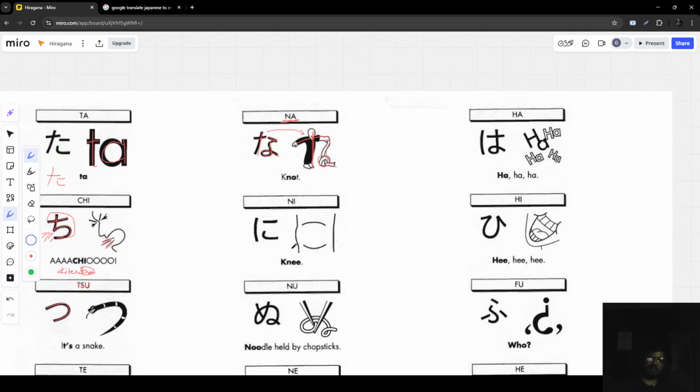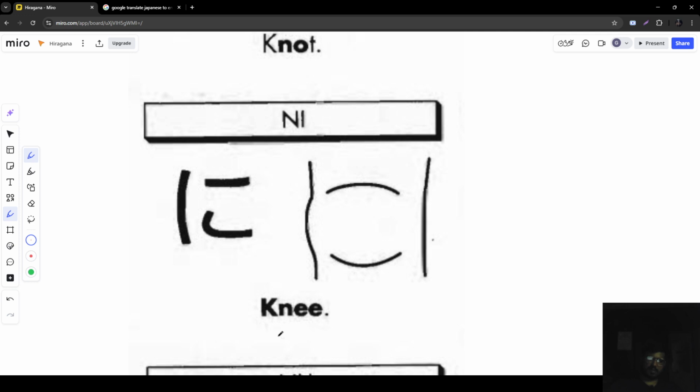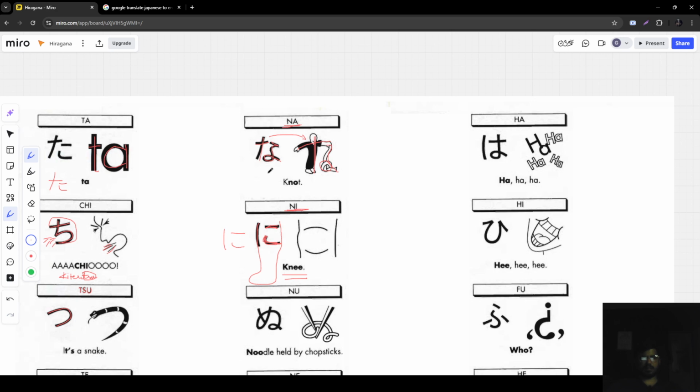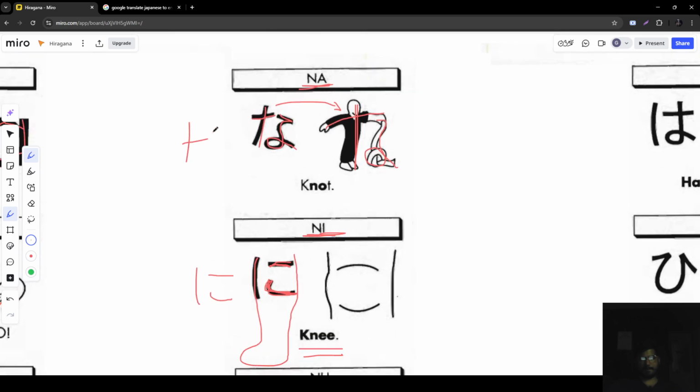Alright, so the next one is ni. Knee is an easy one. It looks like a knee, though this is your leg. Eventually it will go and you'll have the leg, and this is your knee. Forgive me for my drawing, but yeah, this will be your knee. Understand? Got it? But don't remember it as K-N-E-E. Remember it as ni. Okay, this is na and this is knee.